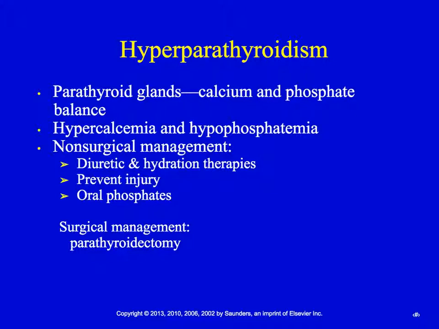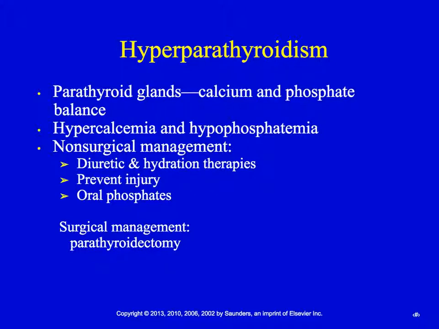Hyperparathyroidism is somewhat rare and typically is in relation to some type of a tumor of the thyroid or the parathyroid area, or trauma. There is a great table on 1406. It's table 66.3 that sort of does a nice little breakout of causes of hyperparathyroidism and hypoparathyroidism.